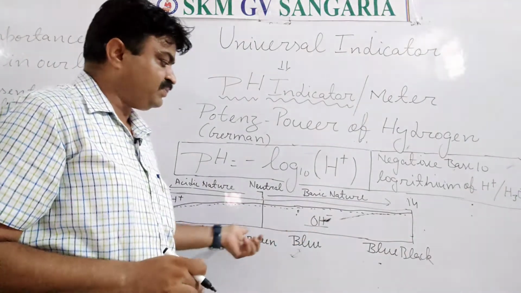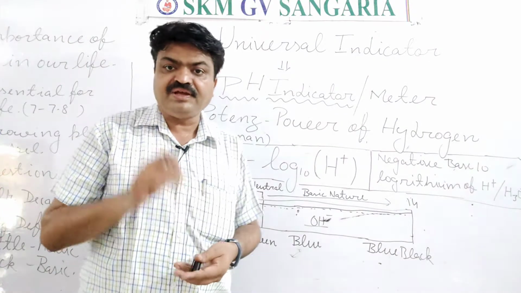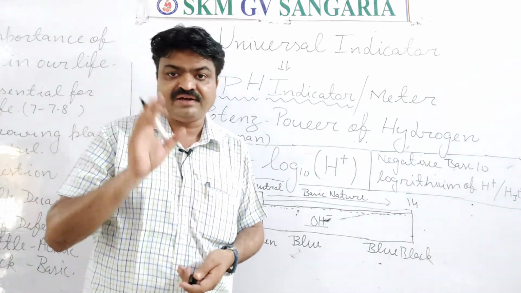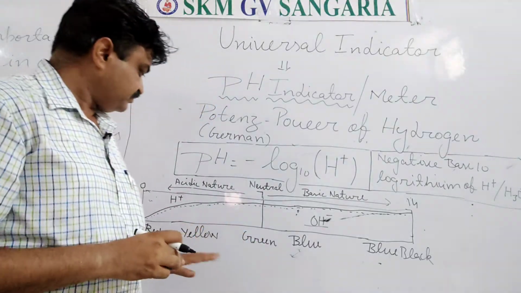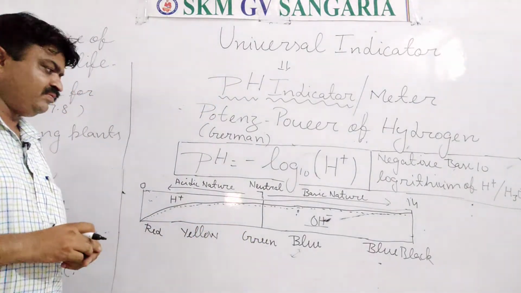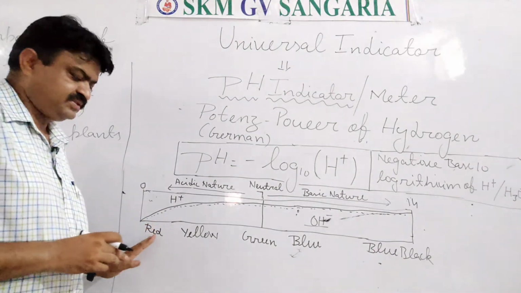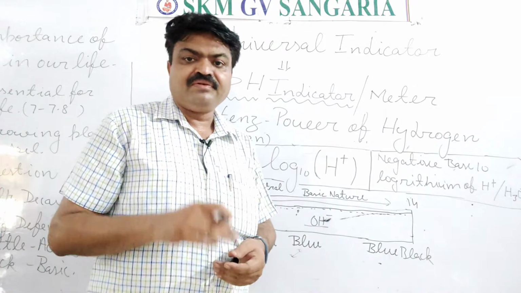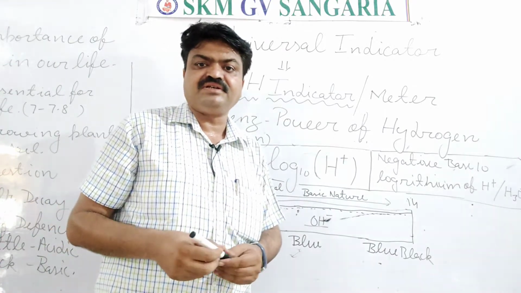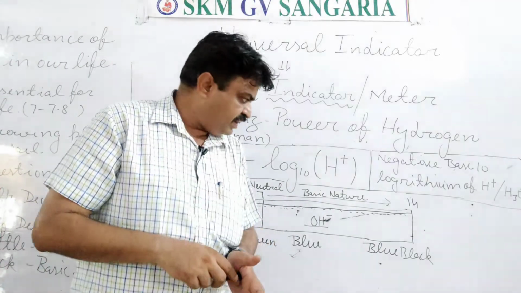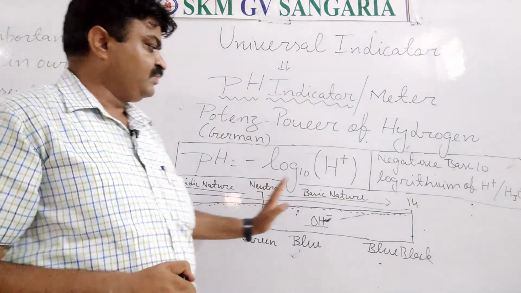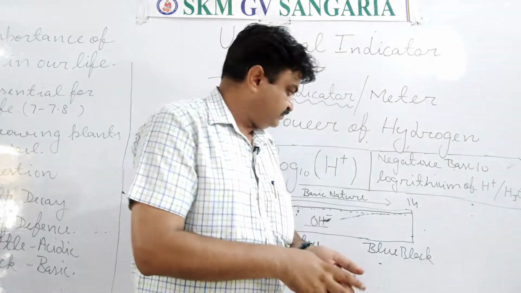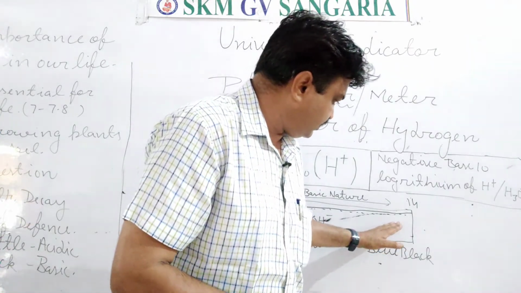So with the help of the pH, what can we know? We can know about the hydrogen and hydroxide ion concentration. If the color of the pH paper is changed and it is changed into red, it means the particular chemical substance is a strong acid.